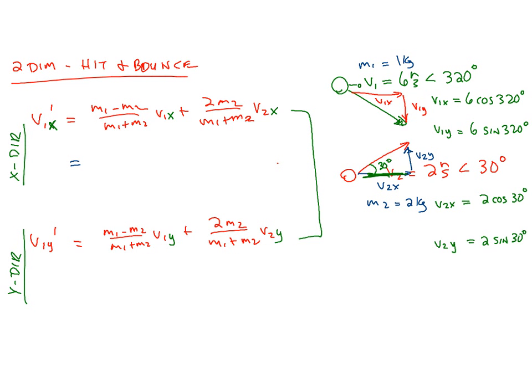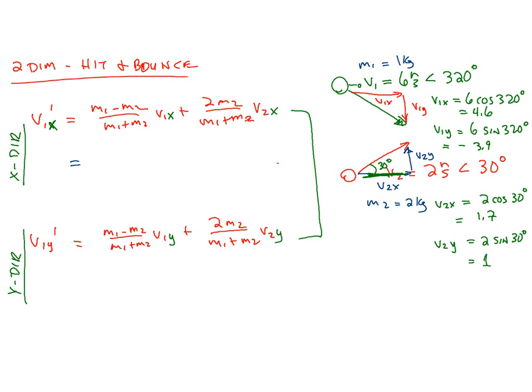6 cosine 320 is 4.6. 6 sine 320 would be negative 3.9. Notice that is headed down, so a negative number makes good sense there. 2 cosine 30 is 1.73. We'll just call it 1.7 meters per second. That's to the right. It should be positive. And the last one, 2 sine 30, would be 1. It's headed up, we got a positive number, looks pretty good.